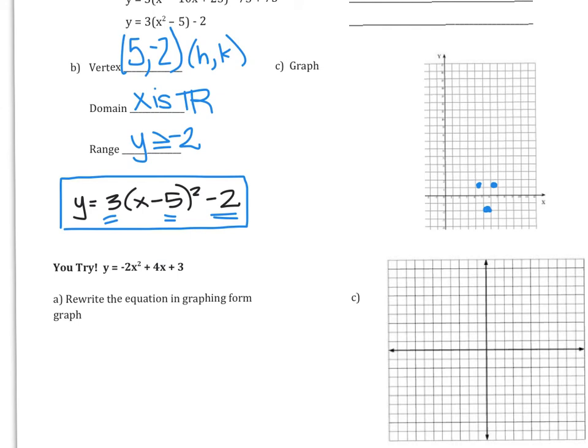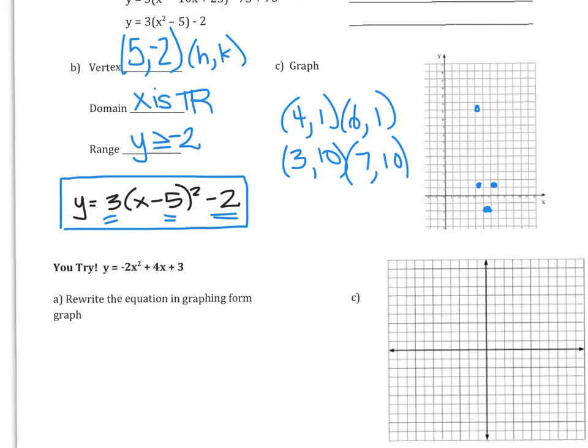So let's see, my points would be 5, negative 2. I would have 4, 1, and 6, 1. The other points I could graph are 3, and then it goes up 9 more, so 3, 10, and 7, 10. And then I could graph those points and get a pretty accurate graph. And there we go.